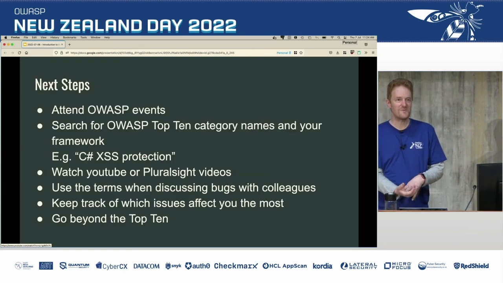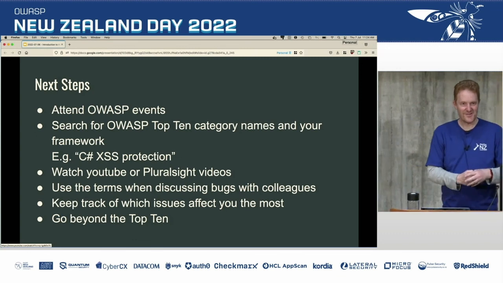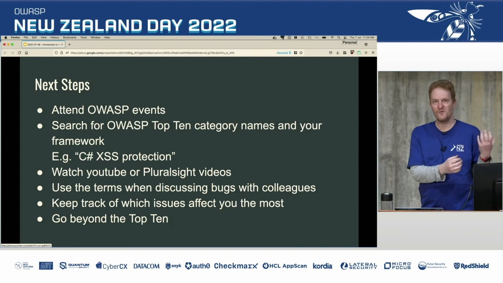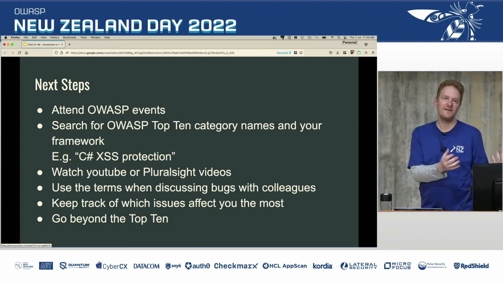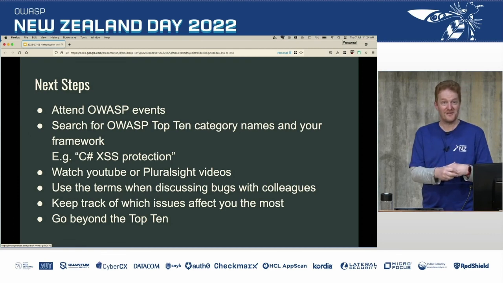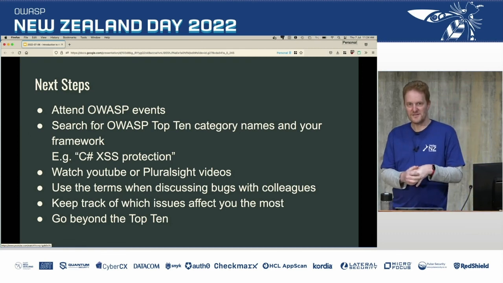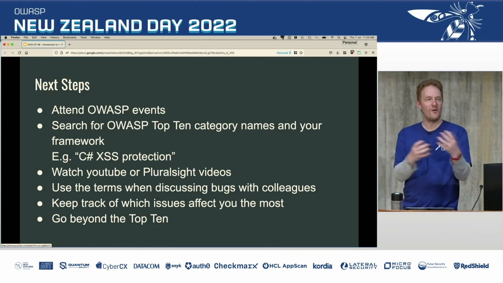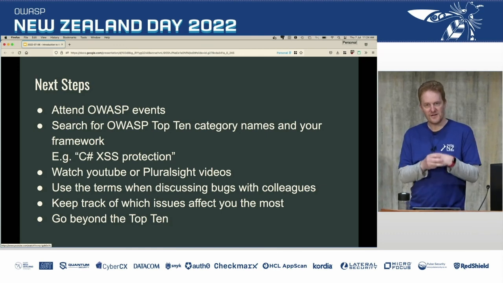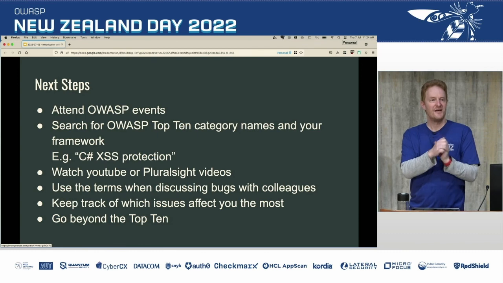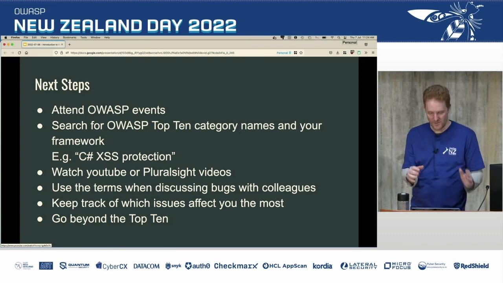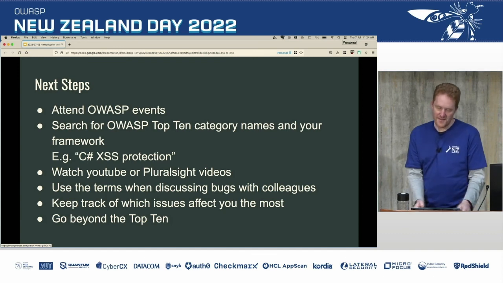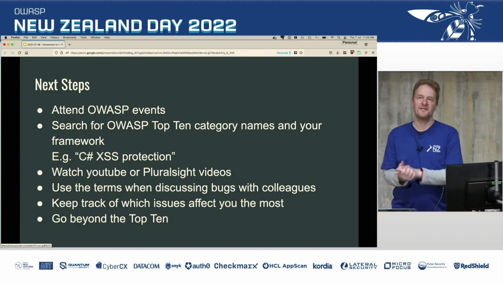So next steps: attend OWASP events, check. Search for the OWASP Top 10 category names with your framework in the search query to try and find out how your framework defends against them. Watch YouTube videos, sign up to Pluralsight. Troy Hunt has some great training videos. When you discuss bugs with your colleagues, try and use the official terms for them from OWASP and build that common vocabulary. And try and keep track of what issues are affecting your organization, and then use that to build up your defenses appropriately. And then the last point is go beyond the top 10.